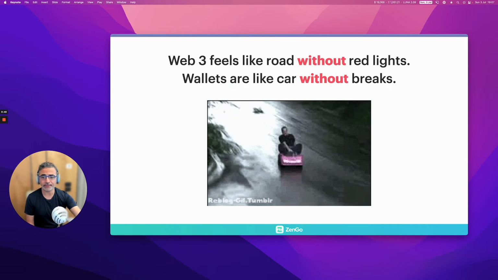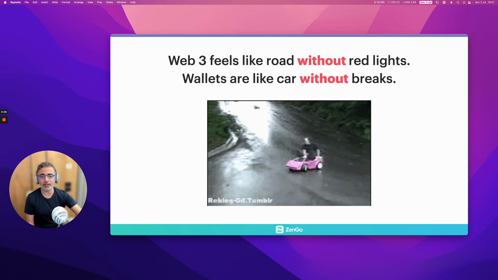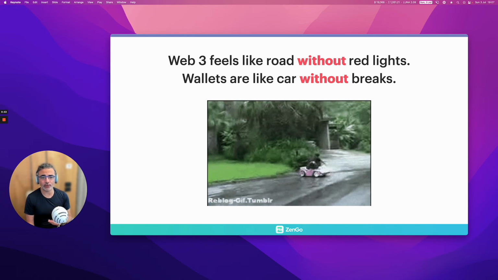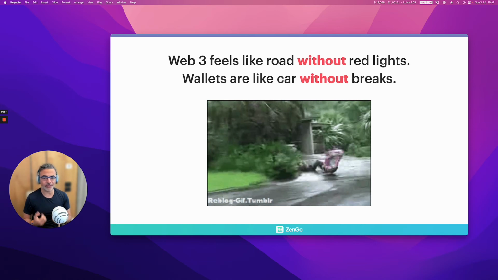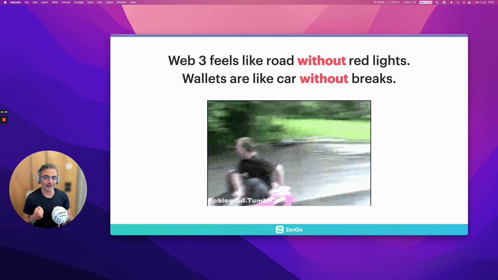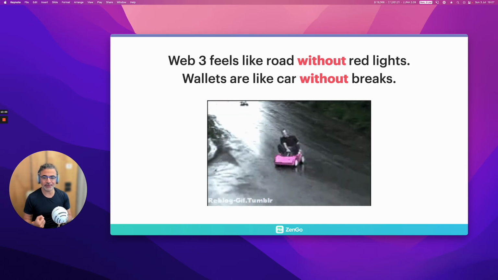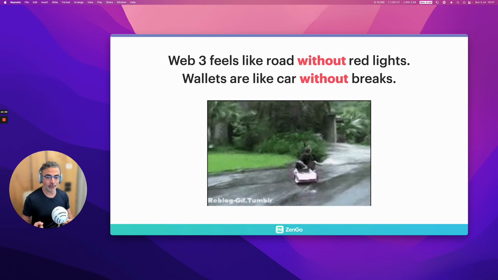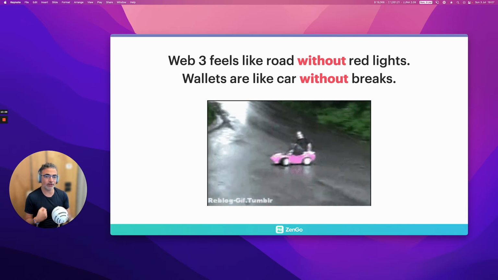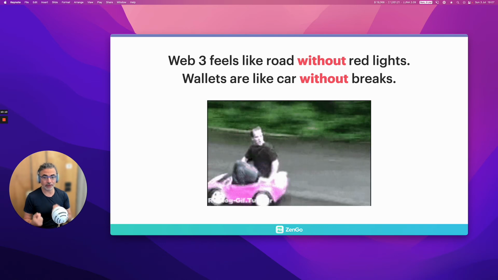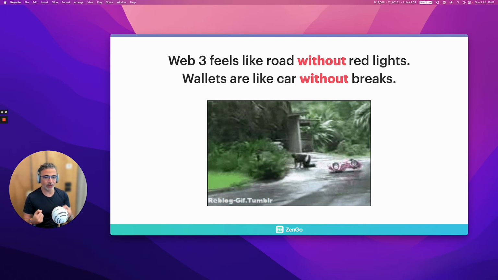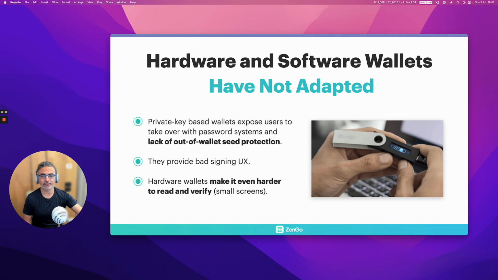So Web3 feels today like a road without red lights. Basically, you're driving a car with no brakes, and the wallets feel like a car without brakes and without airbags. You're driving, it's okay, but at the moment you lose control, there is nothing that will stop you, nothing that will protect you, because you are eventually the only person that is capable of making the right decision of whether to interact or not with a wallet. There is no assistance. And the hardware and software wallets alike have not adapted to this reality, right?